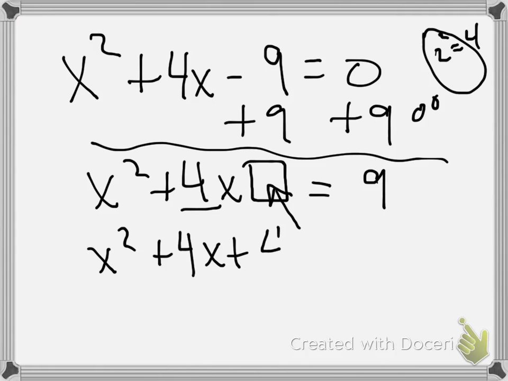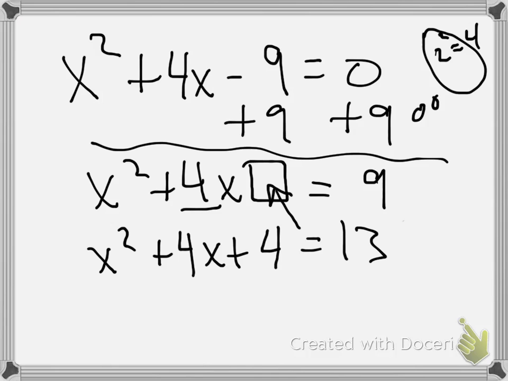And if we add it to one side, we have to add it to the other side. So let's see what we got. We got x squared plus 4x plus 4 equals 9 plus 4, and I'll just erase that. 9 plus 4 is 13. We can actually put 13 there. That was just 9 plus 4.